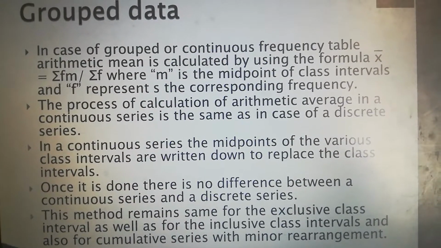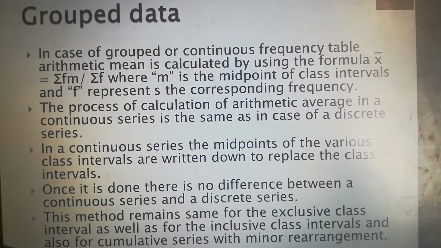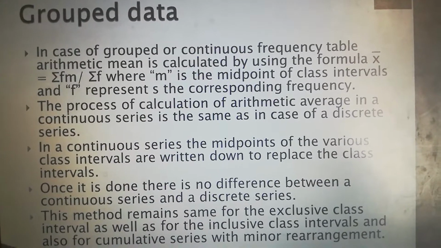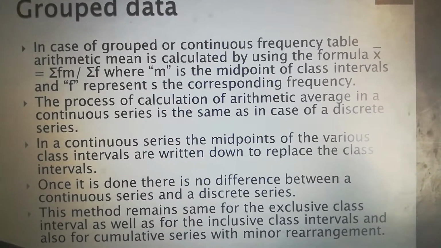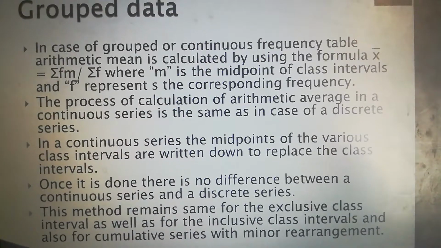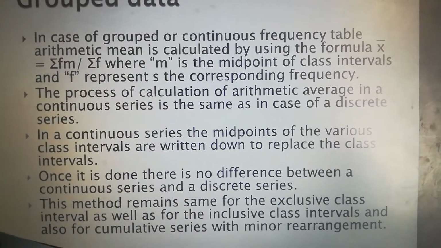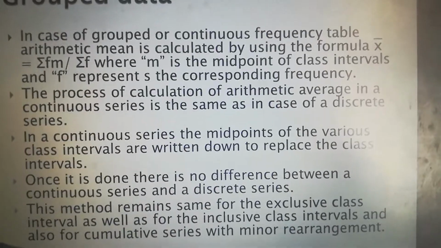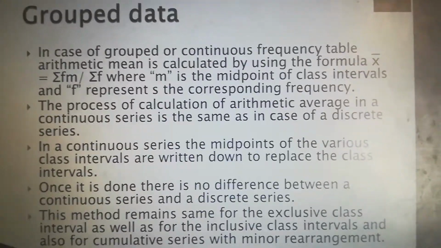In the same way, we first identify the mid value of the class interval, then, as in the discrete data, we multiply the corresponding frequency with the mid value and we get the summation fm instead of summation fx, and then execute the formula summation fm divided by summation f, as in the example.